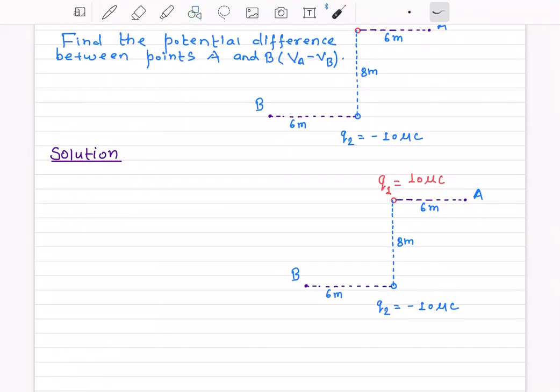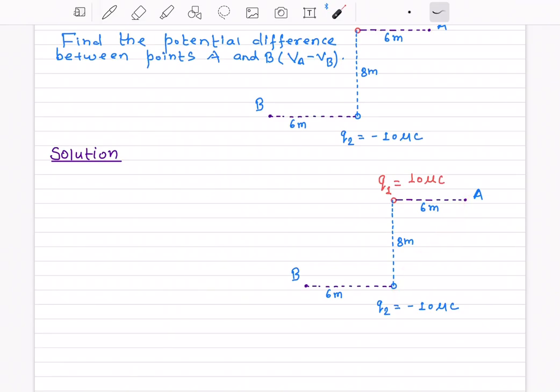In this video, I'll talk about a problem where we are interested in finding out the potential difference. We are given two charges, Q1 and Q2, and due to these two charges, we are interested in finding out the potential difference between point A and point B. The first thing we have to find out is the distance. So let's find out what this distance is.